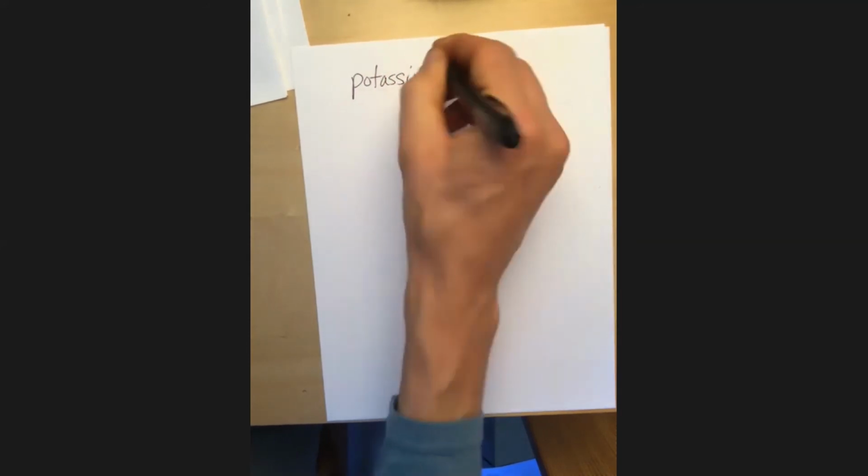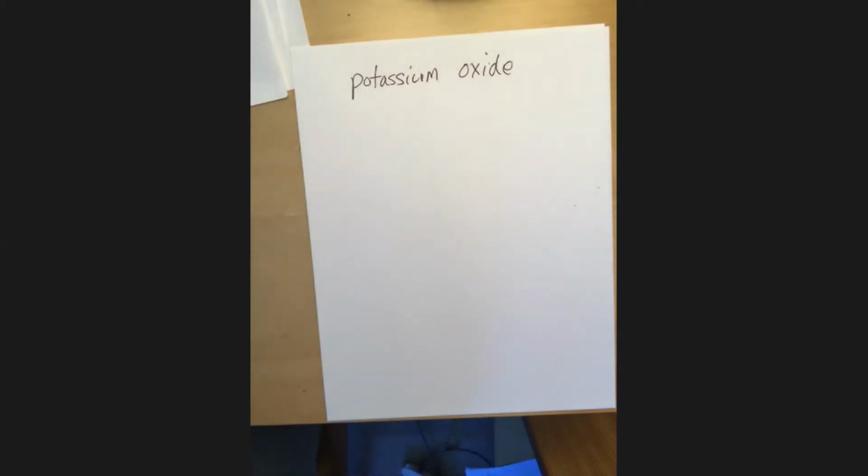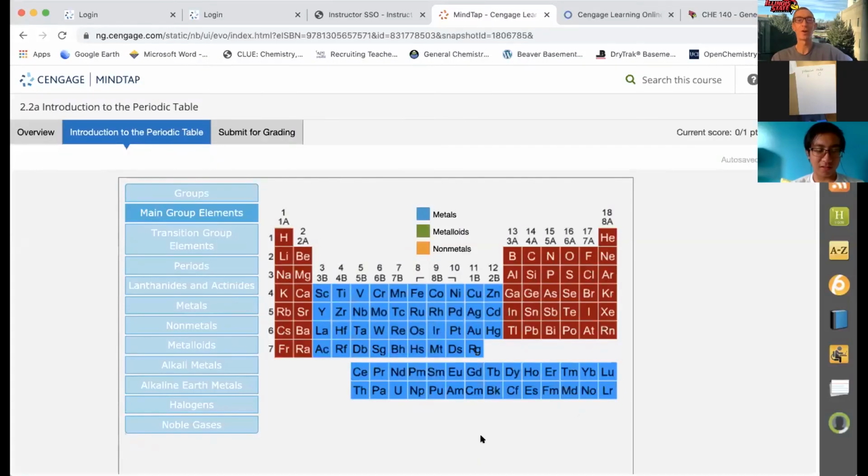Potassium oxide. The thing I know is that potassium has a symbol of K and oxygen has a symbol of O. I'm going to bring up the periodic table. Okay, so I see K for potassium over here on the left in group number 1. So that means potassium has a 1+ charge. And oxygen is in group number 6, and that means it has a -2 charge.